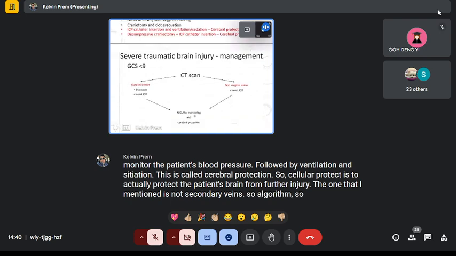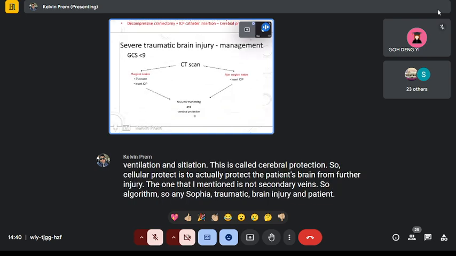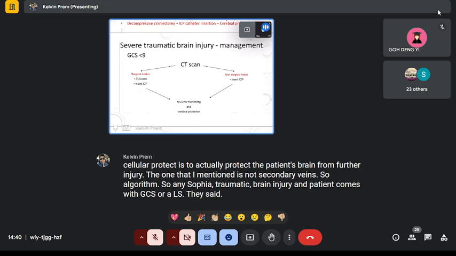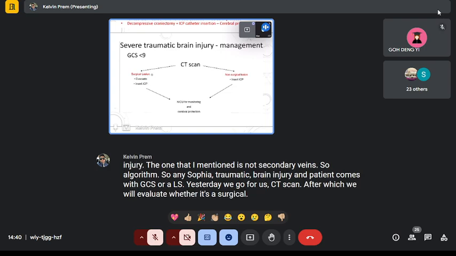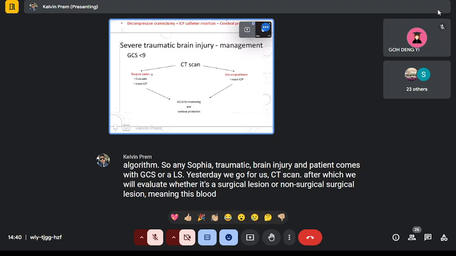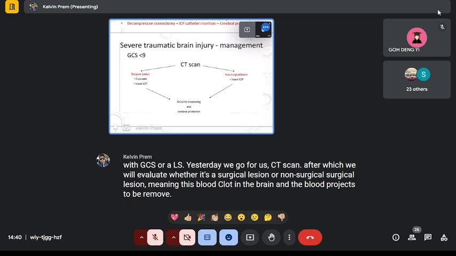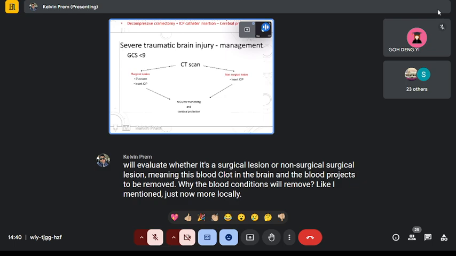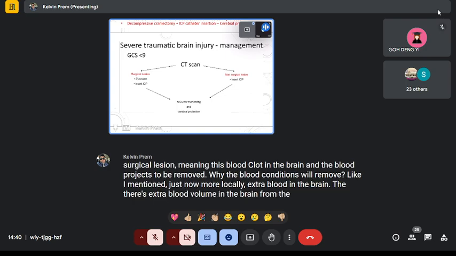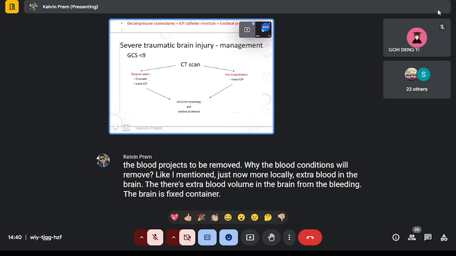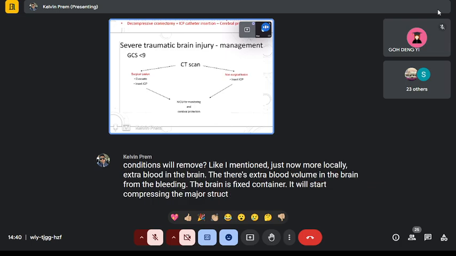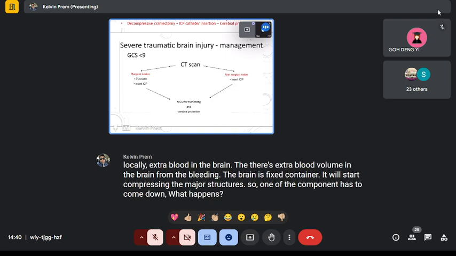So, the algorithm. Any severe traumatic brain injury, when the patient comes with a GCS of 8 or less, they go straight away for a CT scan. After which we evaluate whether it's a surgical lesion or non-surgical. Surgical lesion meaning there's a blood clot in the brain and the blood clot needs to be removed. Why does the blood clot need to be removed? Like I mentioned just now, the Monro-Kellie doctrine: there's extra blood volume in the brain from the bleeding. The brain is a fixed container. It will start compressing the major structures. So one of the components has to come down. What happens? The brain pressure goes up.